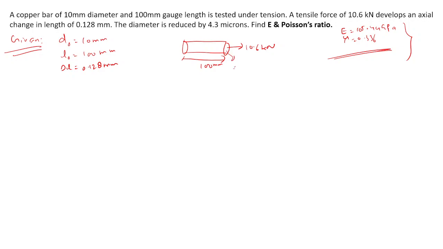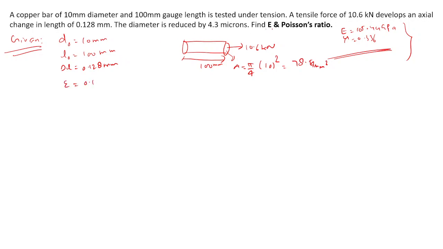So area is given here. How much area is there? The diameter is given. How much area is calculated? Pi by 4 into 10 square, 78.54. 78.54 mm square, right? Yes, sir. So now delta L is given, and L naught we know, so strain from here we can calculate, right?